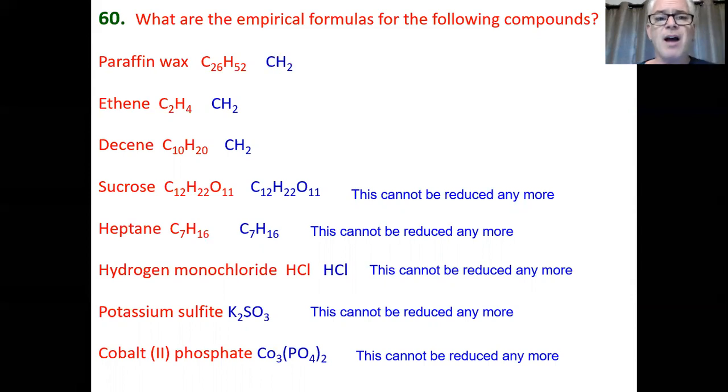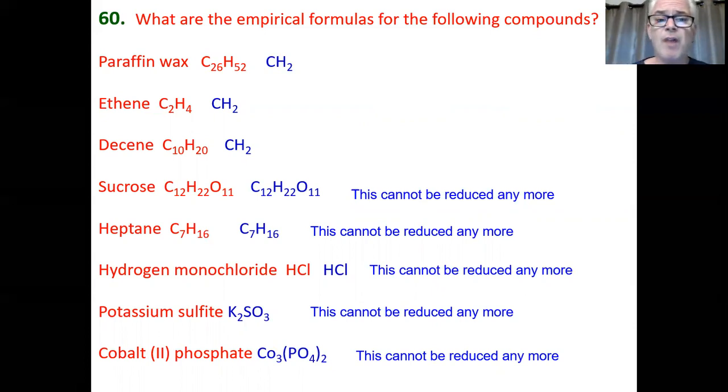3 totally different compounds, different formulas, different properties, different names, different everything. Same empirical formula. What does that mean? Don't mean too much to me. It means they have the same 1-to-2 ratio of carbons to hydrogens, but they're not the same.